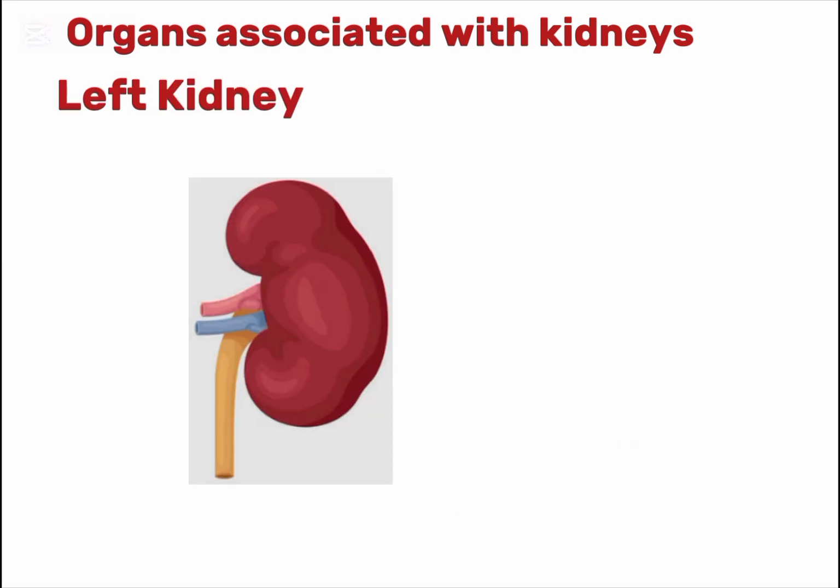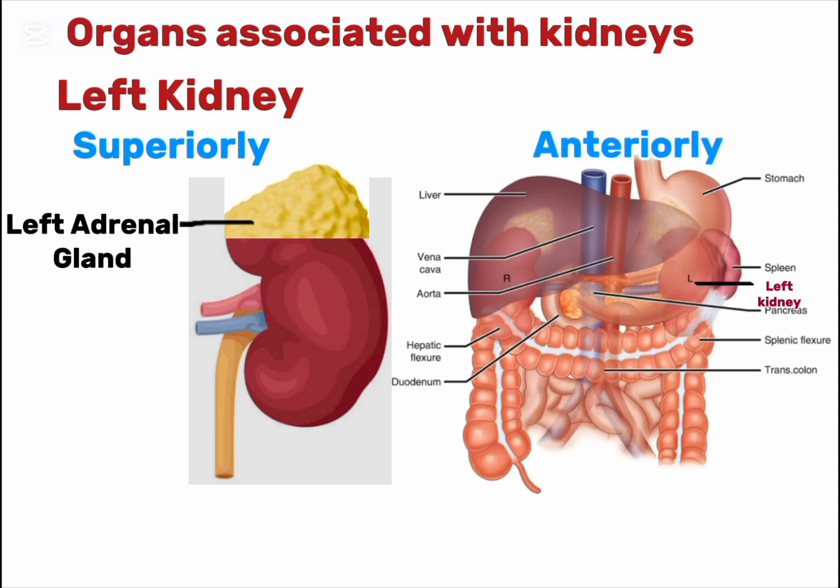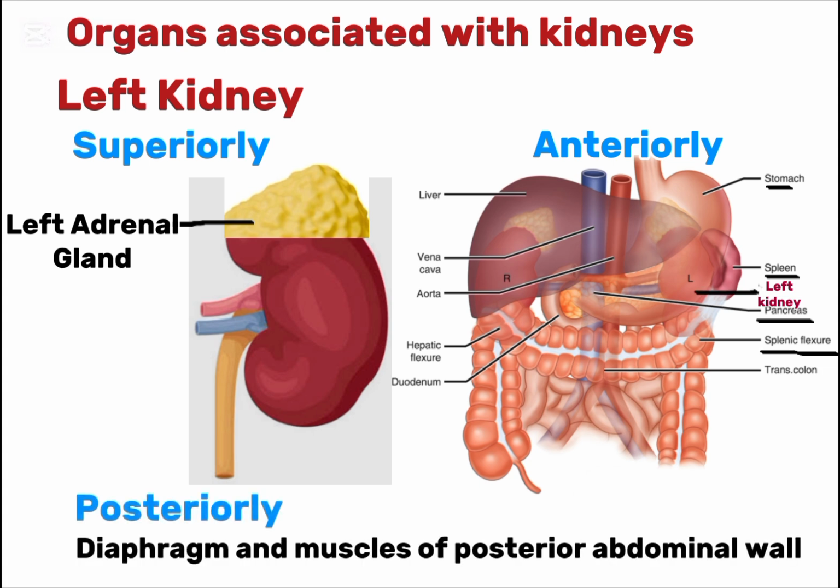Left kidney. Superiorly, left kidney is associated with left adrenal gland, that is again an endocrine gland associated with secretion of hormones. Anteriorly, there are stomach, spleen, pancreas, jejunum and splenic flexure of the colon related to the left kidney. Posteriorly, there is again diaphragm and the muscles of the posterior abdominal wall that are related to the left kidney.